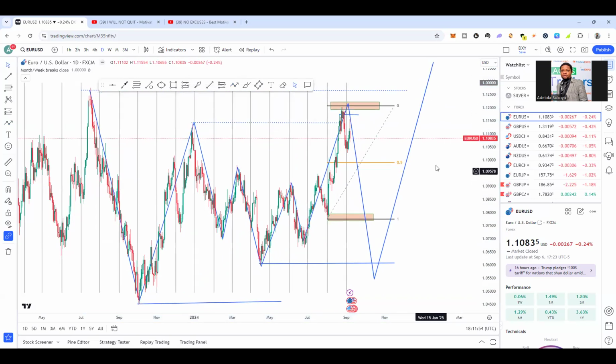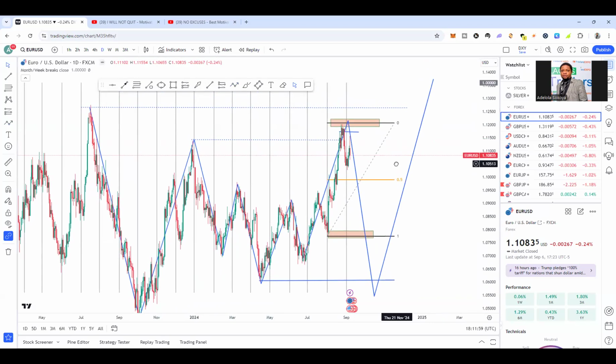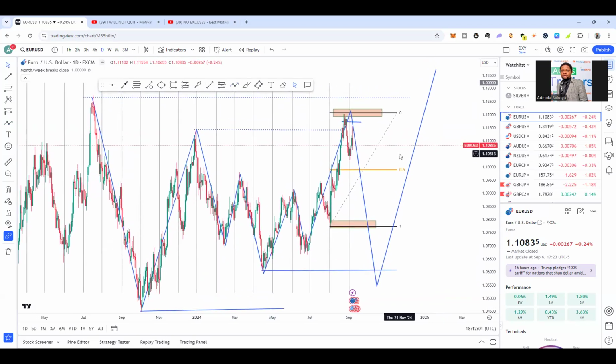This is the song I've been singing for almost more than one year now, but unfortunately, some people don't listen. You can see that price has been following this structure. So far, so good. Is this structure 100%? Does it work 100% every time? Not every time, but more often than maybe 95% of the time.